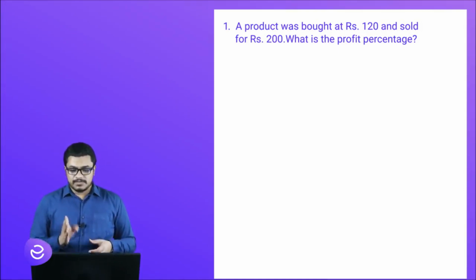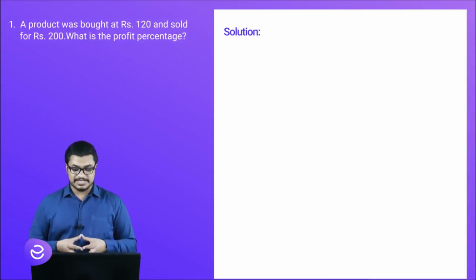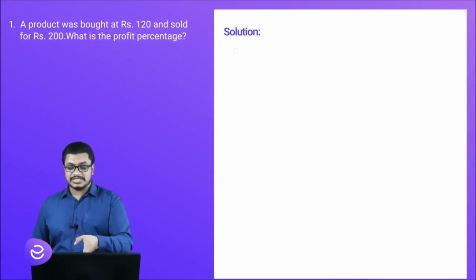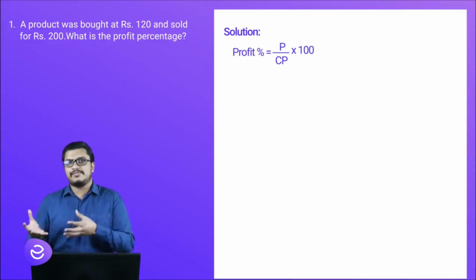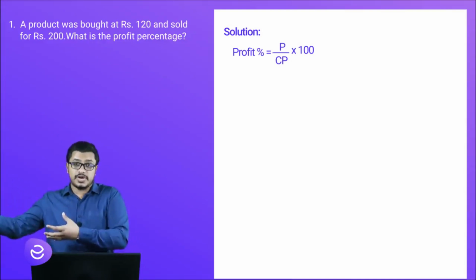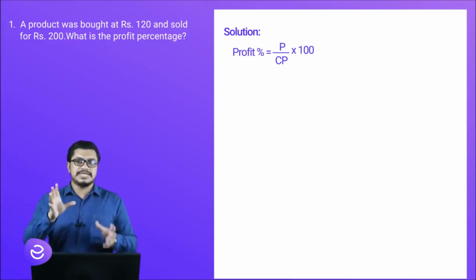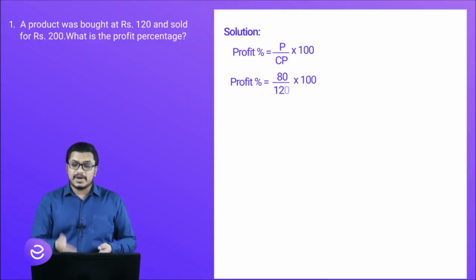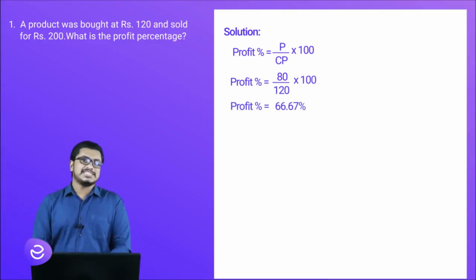So a product was bought at rupees 120 and sold for rupees 200. What is the profit percentage? We have the equation very directly: profit divided by cost price into 100. The profit is 80. Where did we get the 80 from? The 200 is the selling price, 120 is the cost price. So 200 minus 120 is 80. That is the profit, divided by the cost price 120, into 100. So 80 divided by 120 into 100 gives you the profit percentage of 66.67.